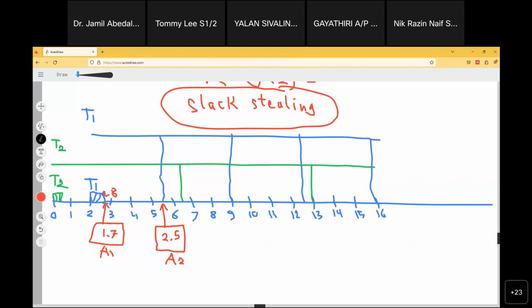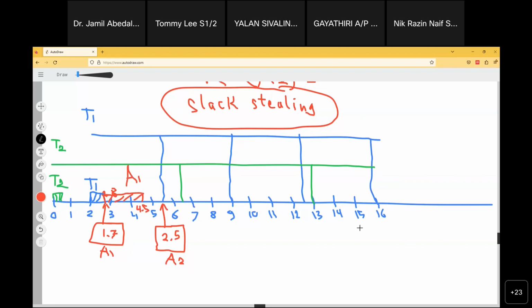So we execute that 1.7. Here, 2.8 until 3. Okay, until 3. From 3 until 4, how many units? 1.2, correct? Here, 0.2 plus 1, 1.2, and 0.5 more. Half unit more will be until 4.5. This is aperiodic 1. So done with aperiodic 1.